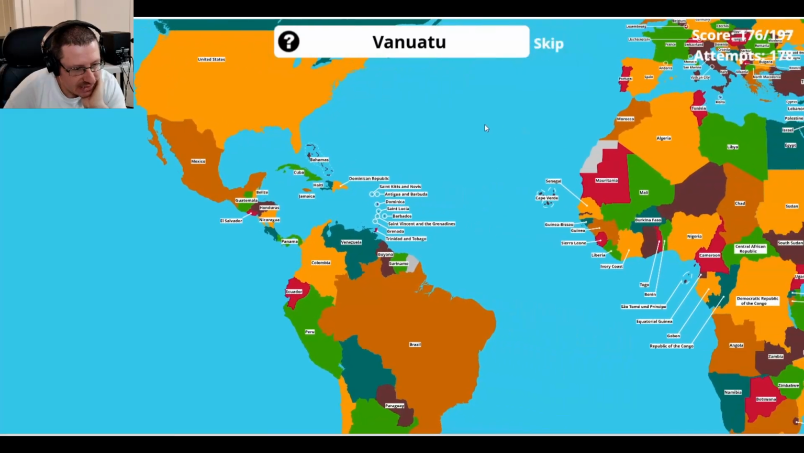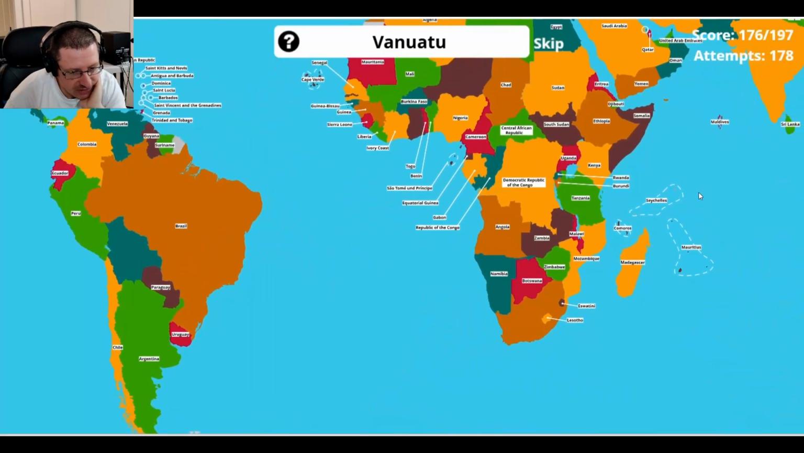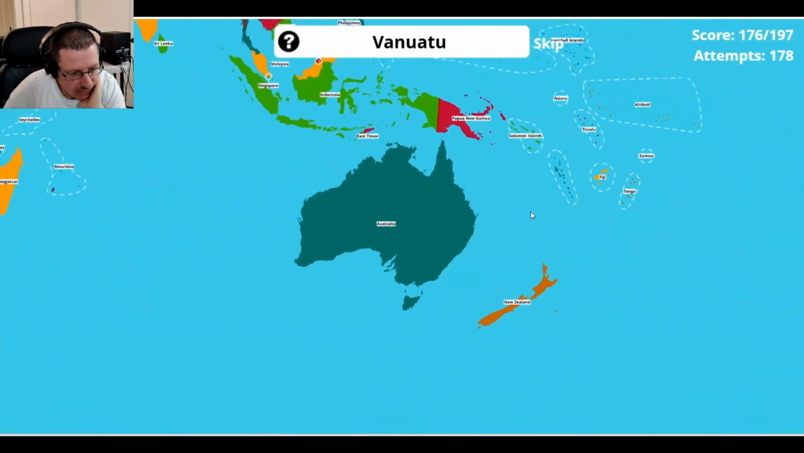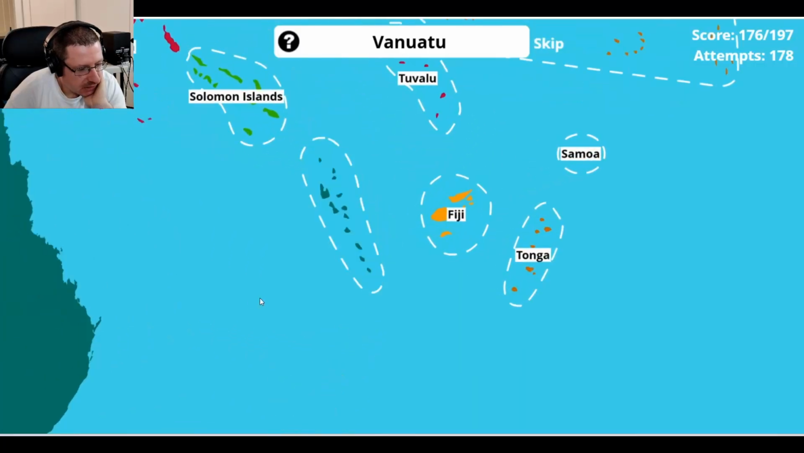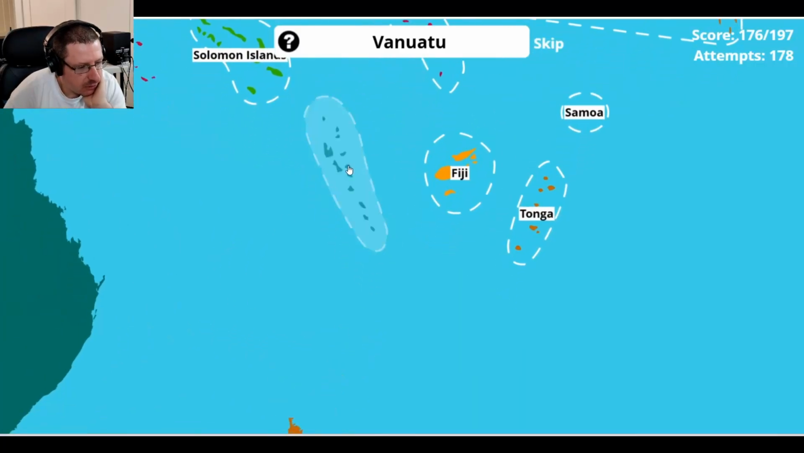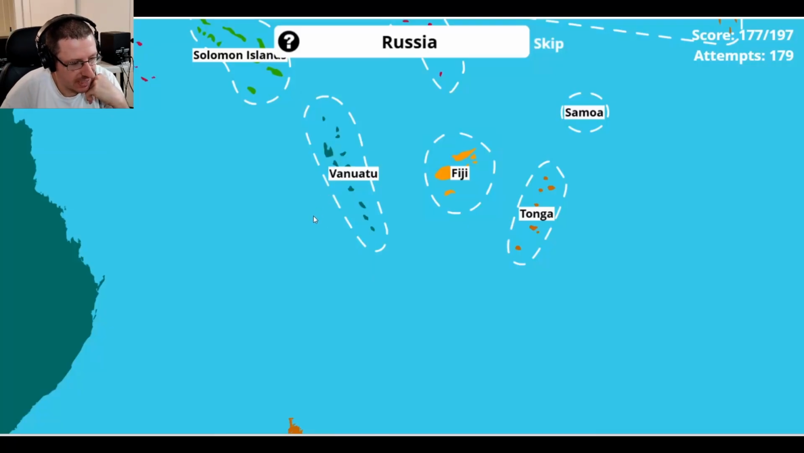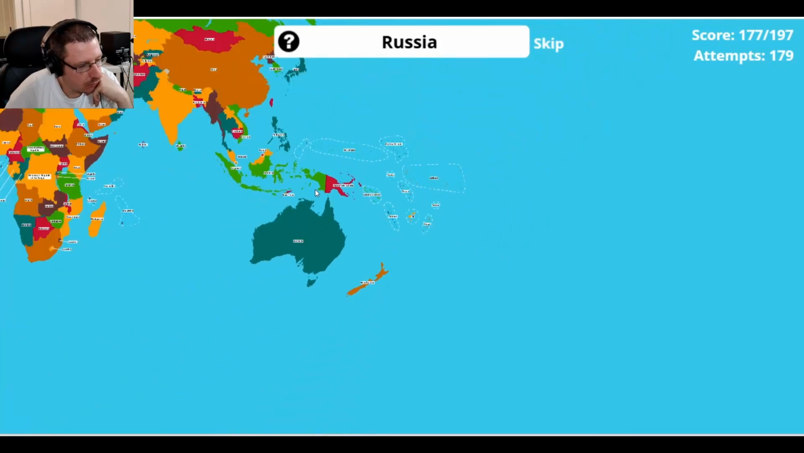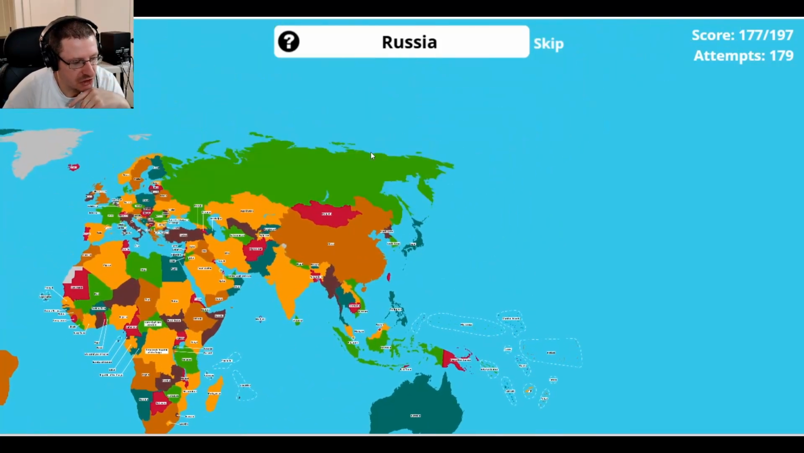Vanuatu. Ooh, that is a very interesting one. So this has to be Vanuatu. This is Vanuatu. Vanuatu is the least visited country in the world, and I believe it's the second flattest as well.